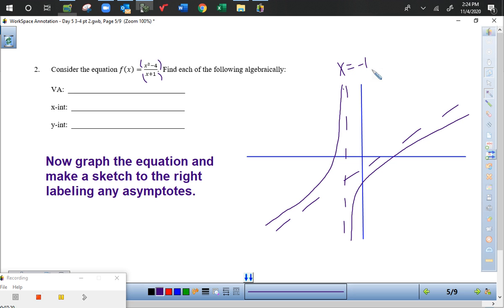You can see your other critical values that were over here on your graph. We said that the x-intercept was in two places, at -2 and +2, and there was a y-intercept at -4. You can see that as well.